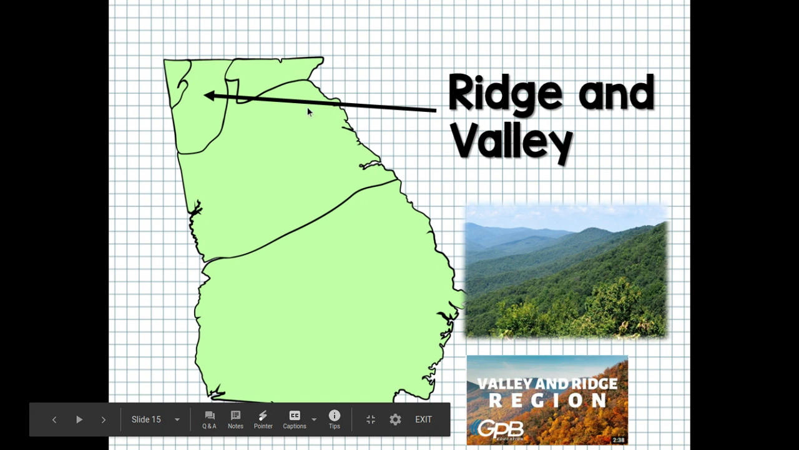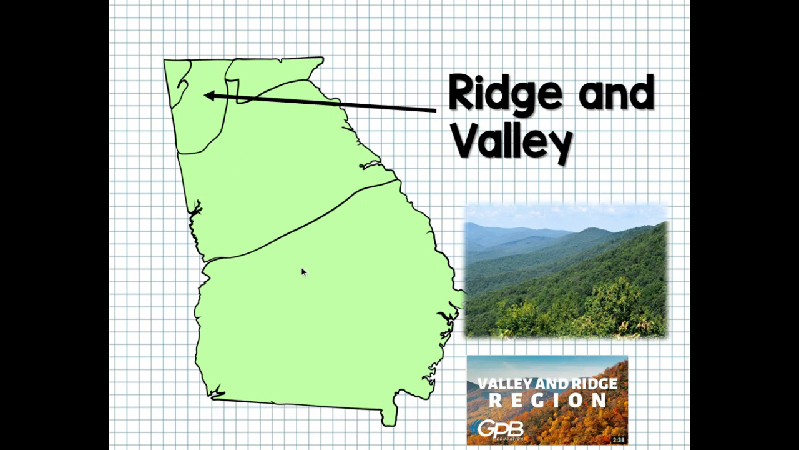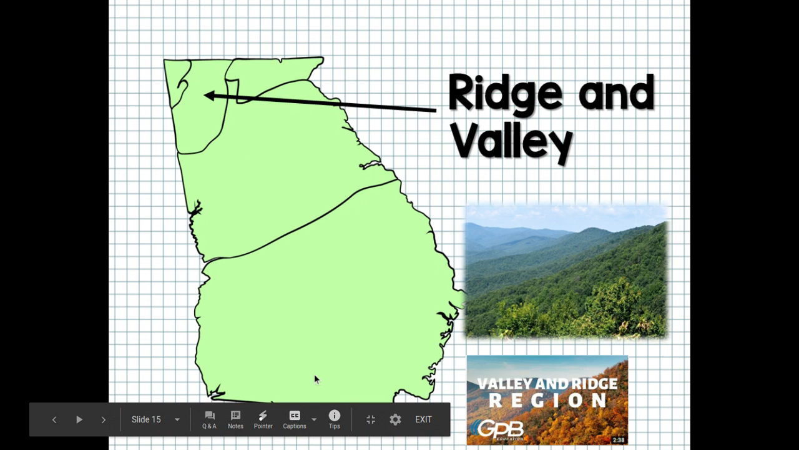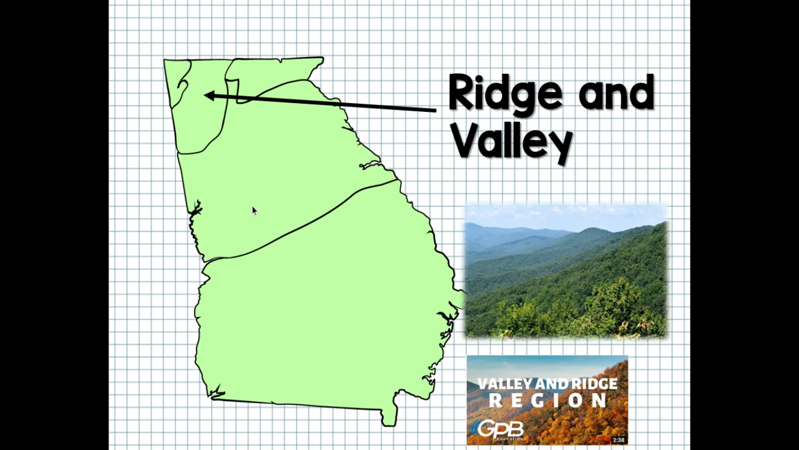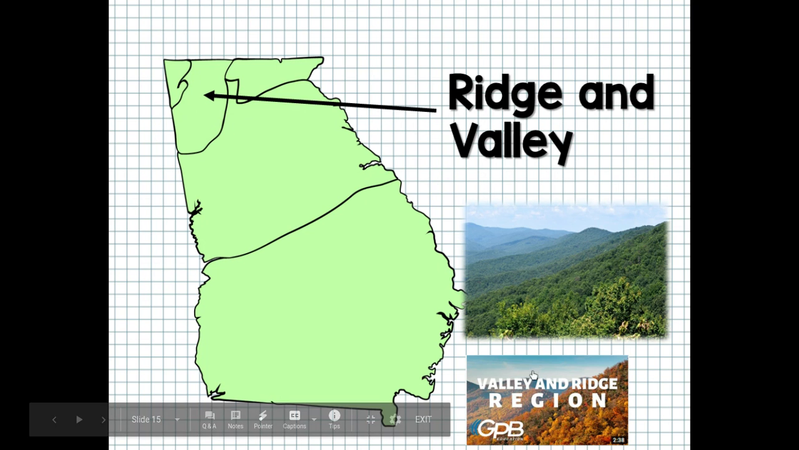All right, now we're moving over today. So let's start over. Coastal Plains, Piedmont, Blue Ridge Mountains. Now we're in the middle. We're in the valley. Valley and ridge. Some people say ridge and valley. Either way, you've got both going on.